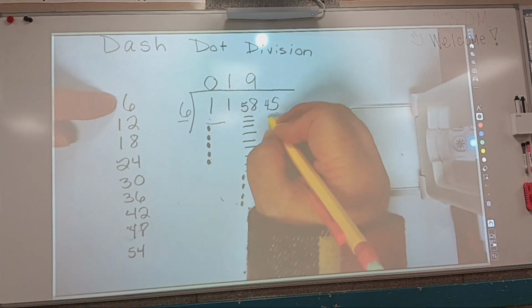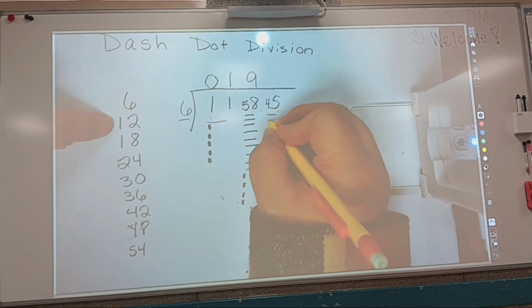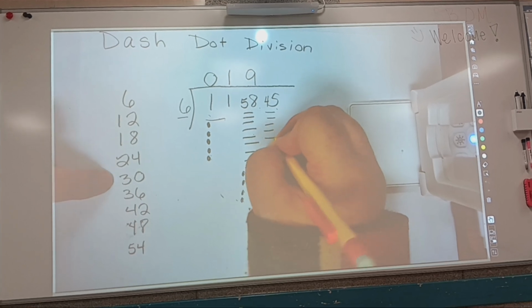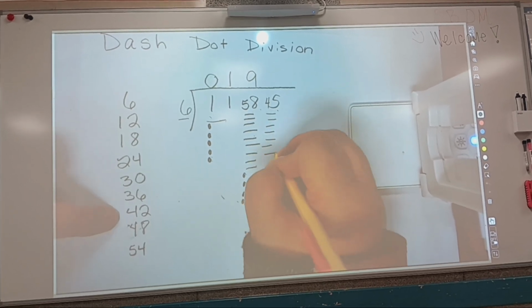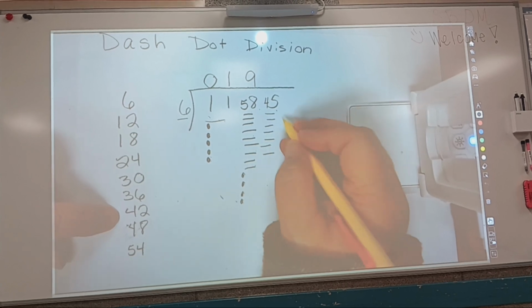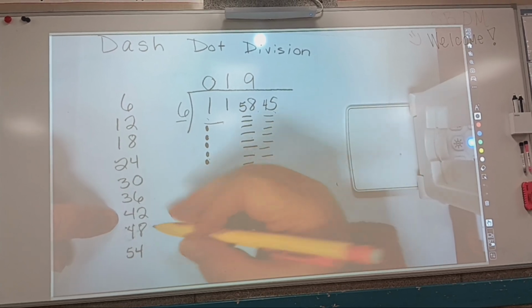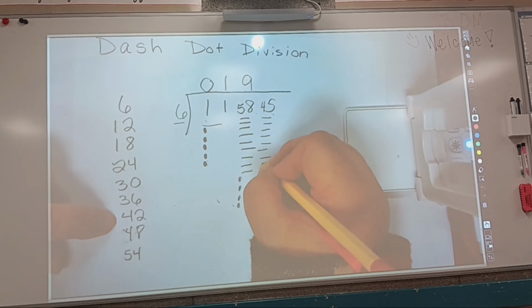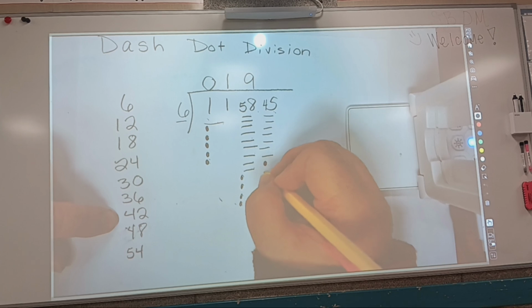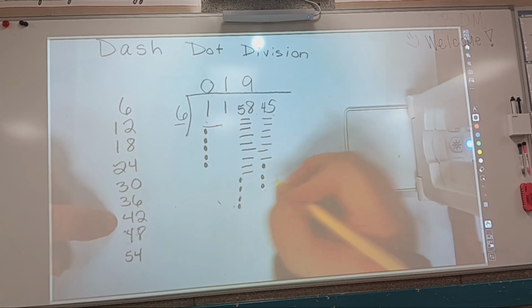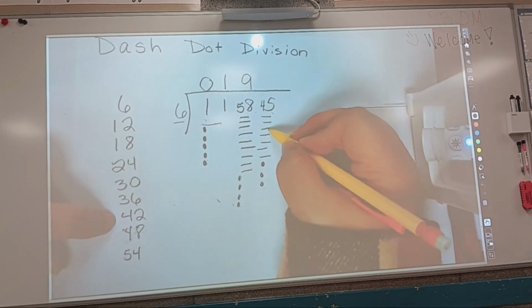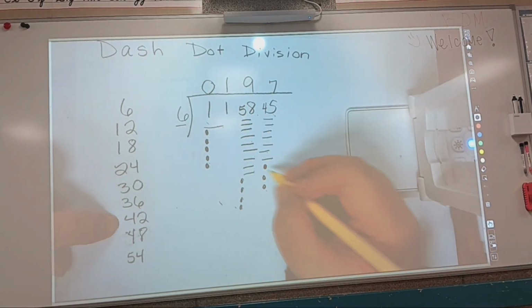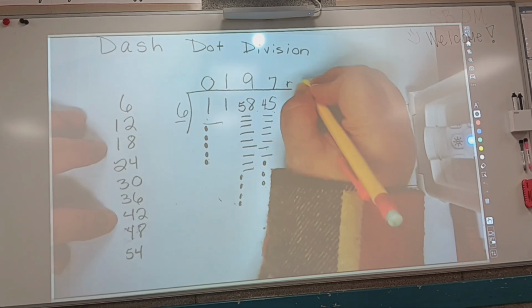Okay, again, with my dashes, 6, 12, 18, 24, 30, 36, 42. I can't do another one because 48 is more than 45. 42, I add my 1s, 42, 43, 44, 45. My quotient is 1, 2, 3, 4, 5, 6, 7. That's 7 in my quotient, and I have a remainder of 3.